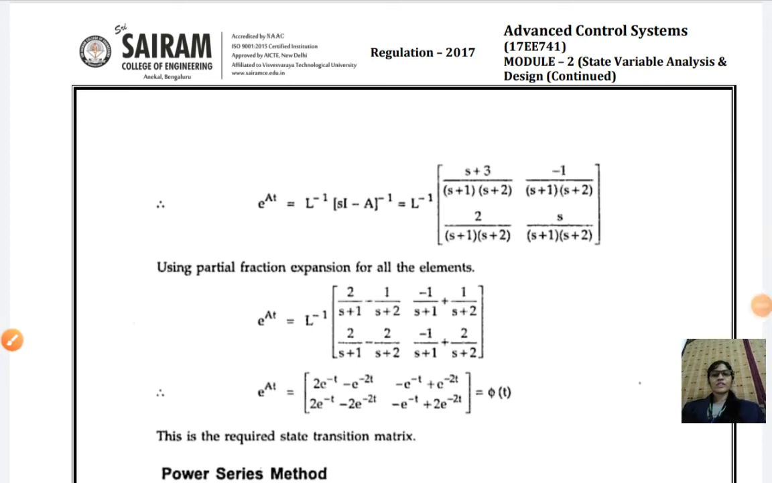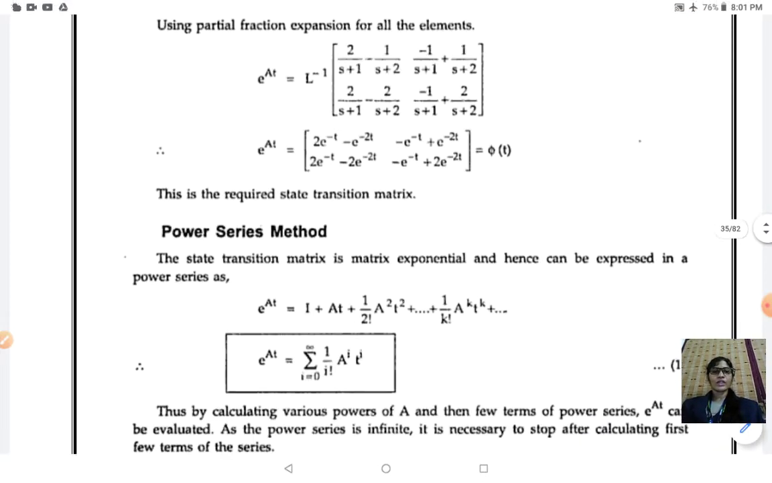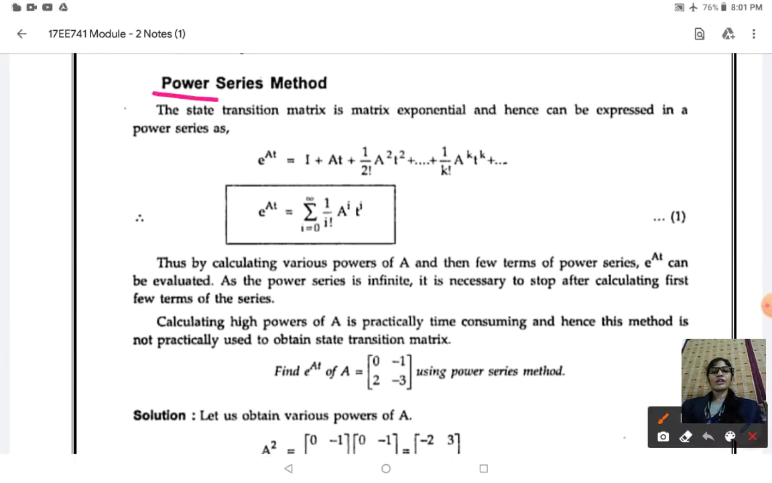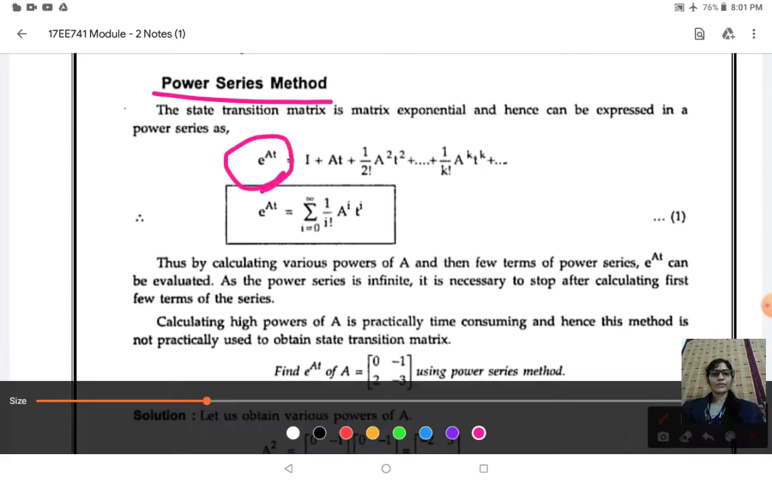In the previous class, we have seen the solution of the state equation and obtaining the state transition matrix by means of the Laplace transformation method. In this class, we are going to see the power series method. So, in the power series method, how are we going to obtain the state transition matrix? As we discussed, we all know that the state transition matrix is represented as e to the power of At.